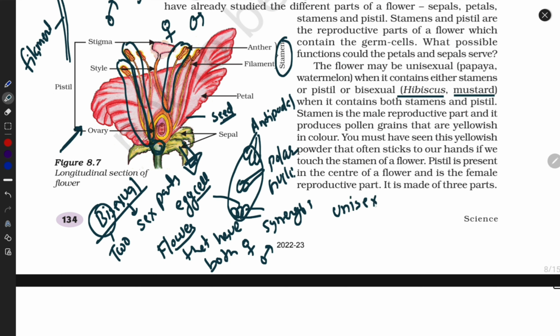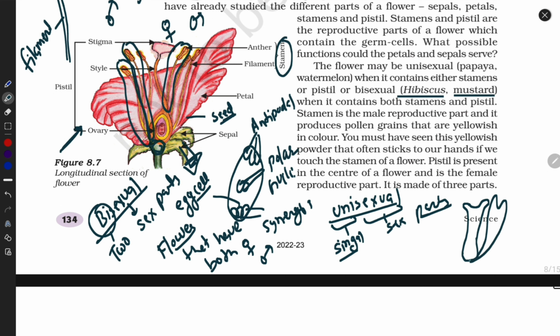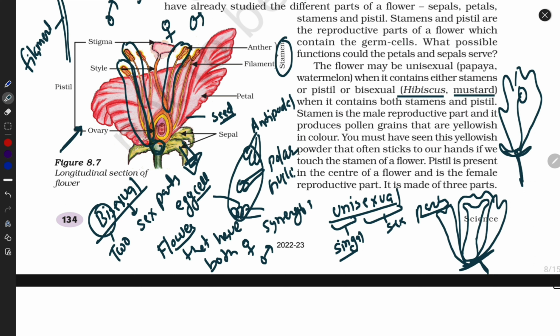If I say the term unisexual, what do you understand by uni? Uni means single. Sexual, sex parts. It means a flower has either a female reproductive organ, and another flower contains the male reproductive organ. Both sexes are separate in different flowers. This is the first flower, this is the second flower. This flower has a female reproductive organ but not a male one, and this flower has a male reproductive organ, not a female one. So this kind of flower is called a unisexual flower. Examples are papaya and watermelon. Okay guys, is it clear?